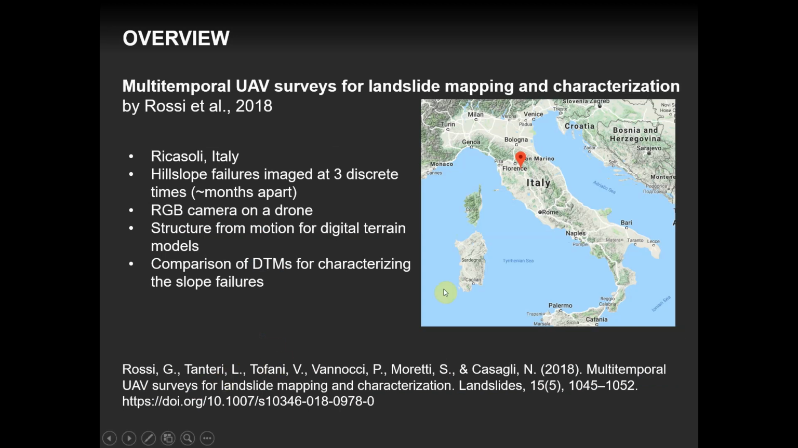So we're working in Italy in this example, getting near Florence, Italy. And what we're doing is, in effect, just imaging hill slope failures at 3 discrete intervals. There are 3 discrete times, some months apart from each other. Very simplistically, they're using an RGB camera on a drone, utilizing structure from motion for developing these digital terrain models, or DTMs, and then comparing those DTMs for subsequent characterization, trying to understand how these hill slopes are failing or how they're changing following landslide events.